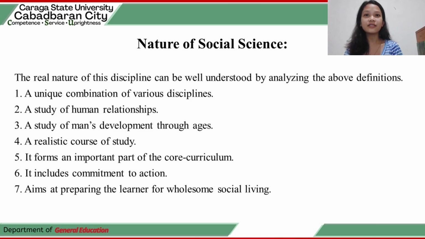Nature of social science. The real nature of this discipline can be well understood by analyzing the above definitions. Number 1. A unique combination of various disciplines. Number 2. A study of human relationships. Number 3. A study of man's development through ages. Number 4. A realistic course of study. Number 5. It forms an important part of the core curriculum. Number 6. It includes commitment to action. Number 7. It aims at preparing the learner for wholesome social living.